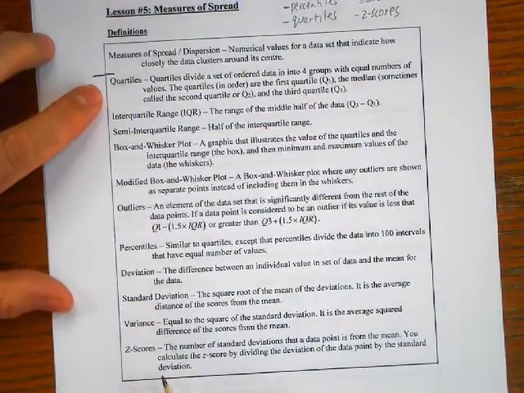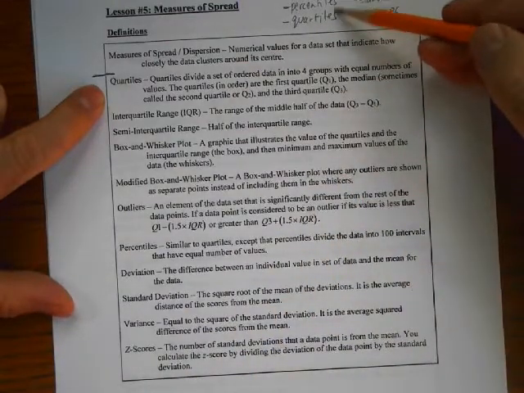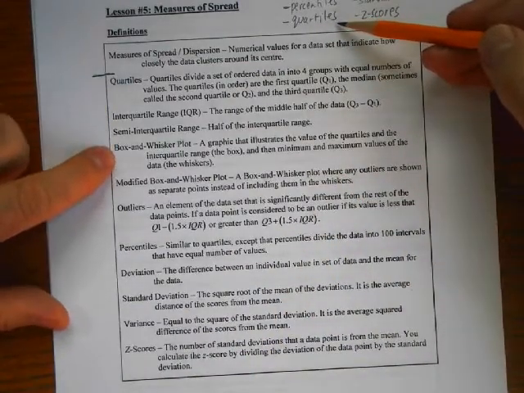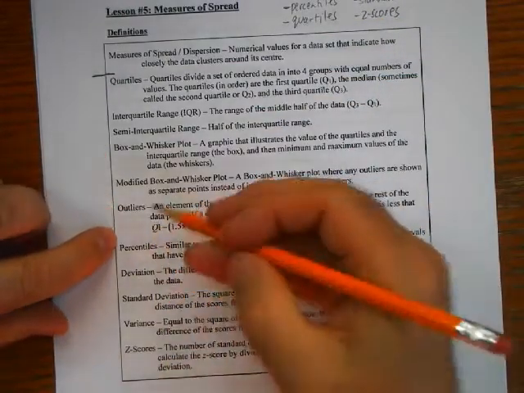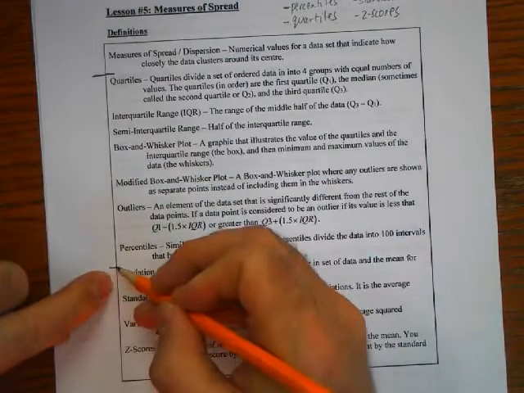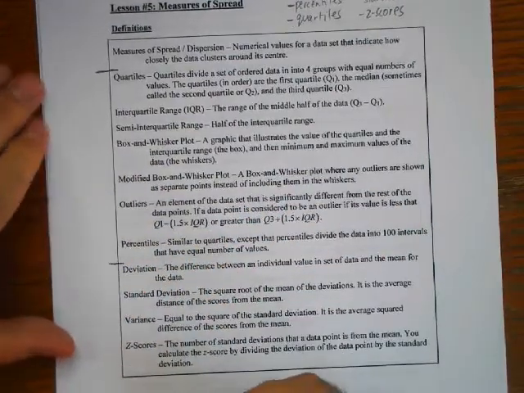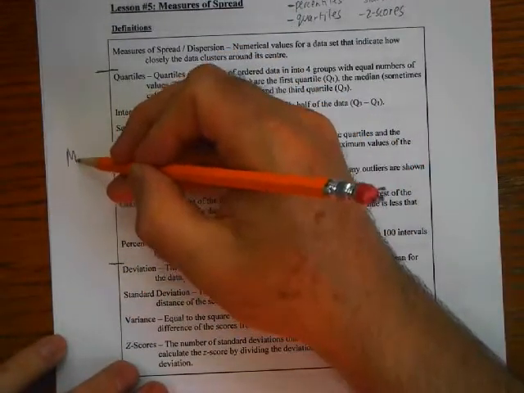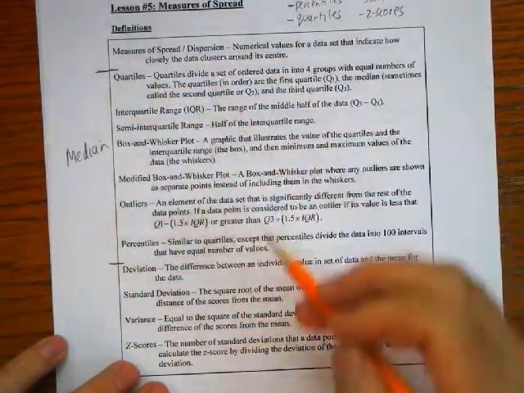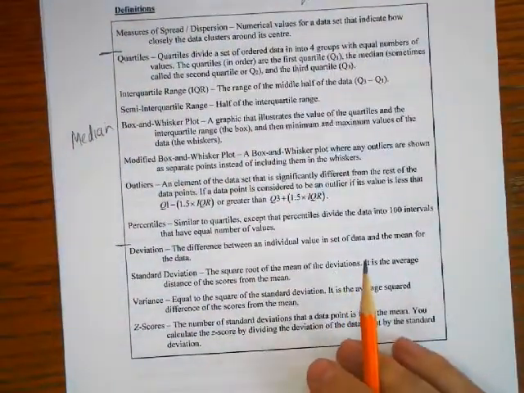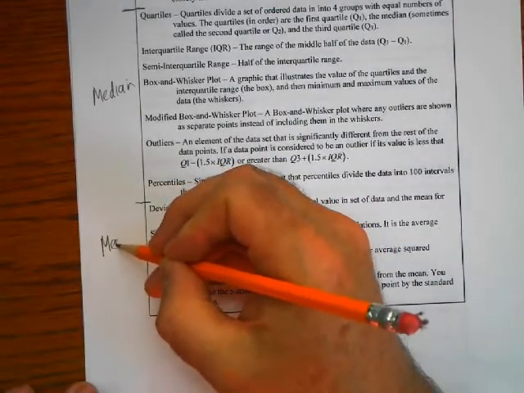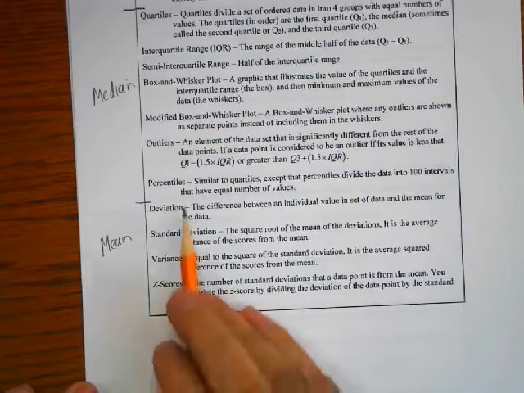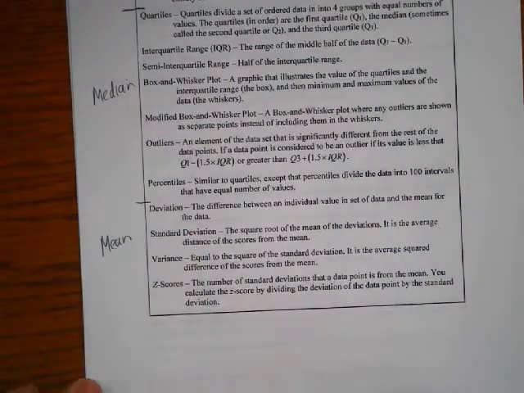And I start off, you can see, with quartiles. We already know that's a median measurement. So quartiles, and we go down to percentiles, which you also know. So all these definitions at the beginning have to do with the median measurements. So all these apply to just the median. And the rest of them have to do with the mean. So deviation, we've already seen standard deviation, z-score. So I'm not going to go through these just yet.